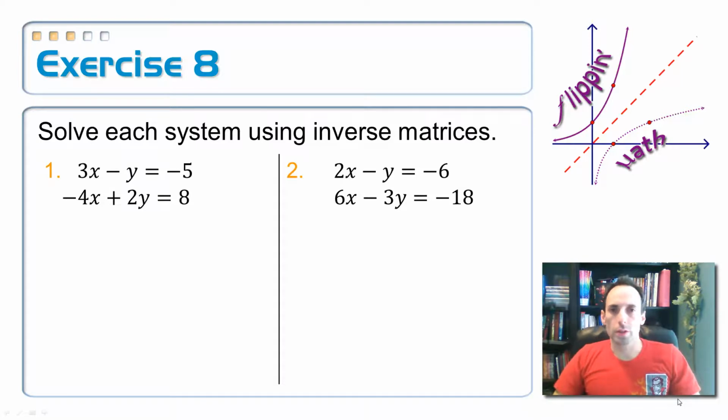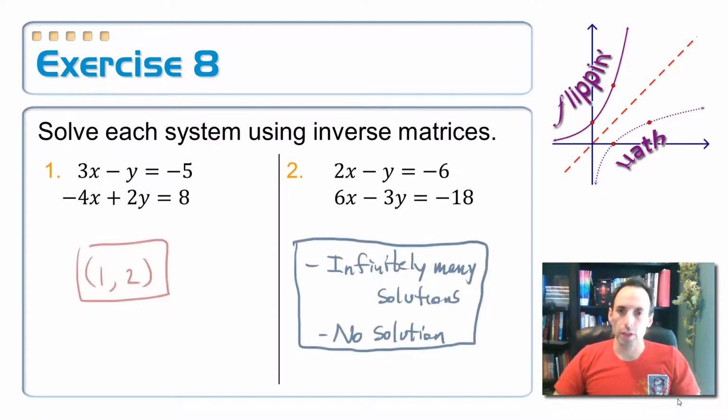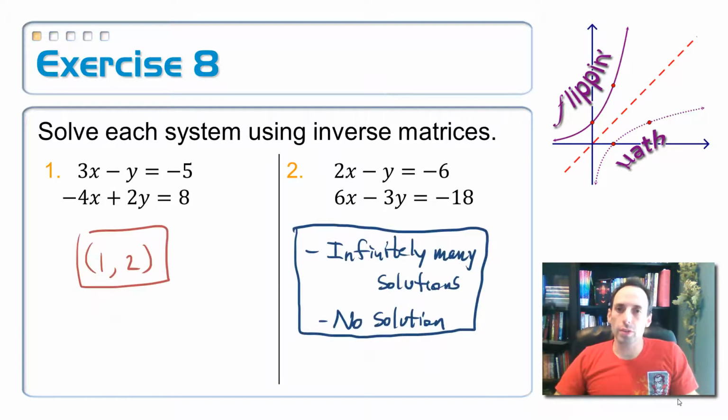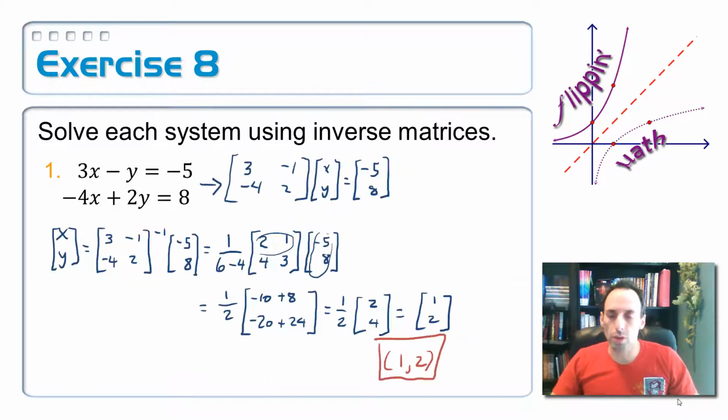All right, so here we go with some answers. The first one, whenever you go to solve it, you get 1, 2. And for the second one, something strange happens, and the ultimate answer is either infinitely many solutions or no solution. So let's look at both of these in more detail.